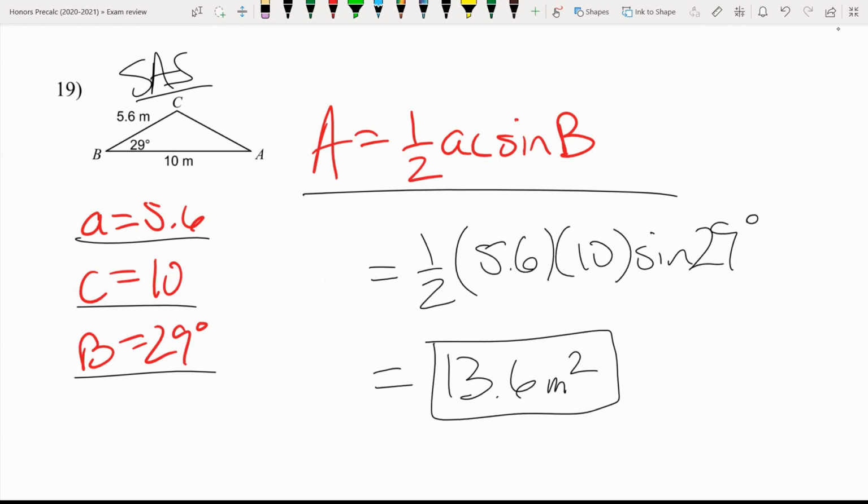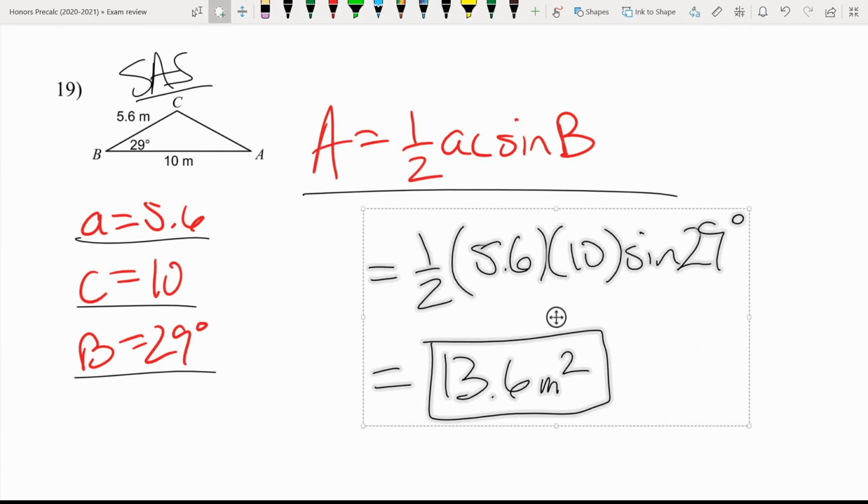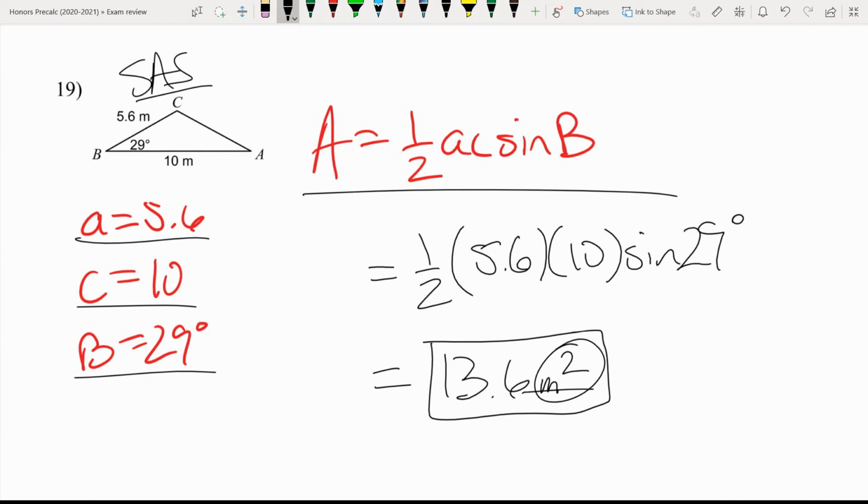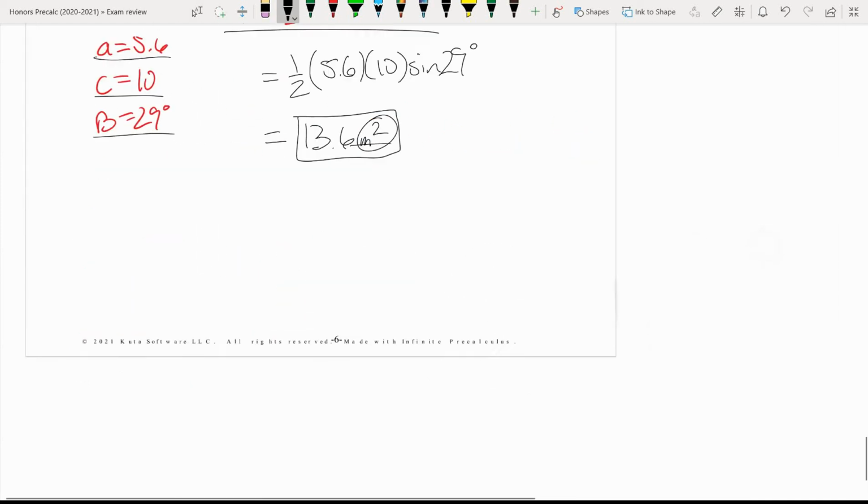So what's the work look like? 1/2, 5.6 times 10 sine of 29. You end up with 13.6 meters squared. Don't forget the meter squared on that. And I think that's our last one here.